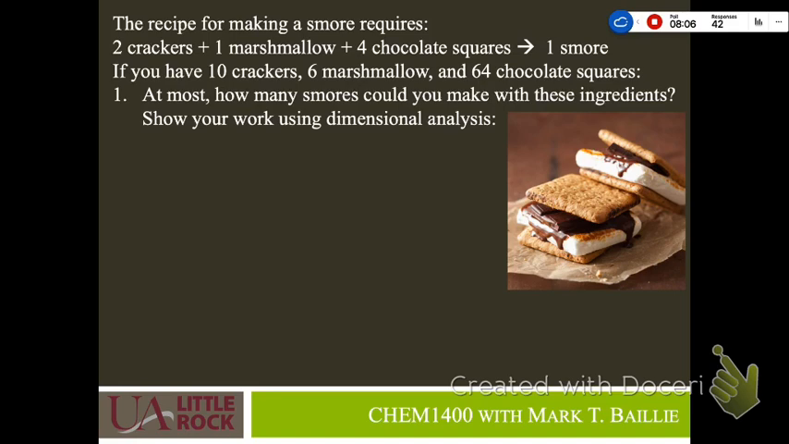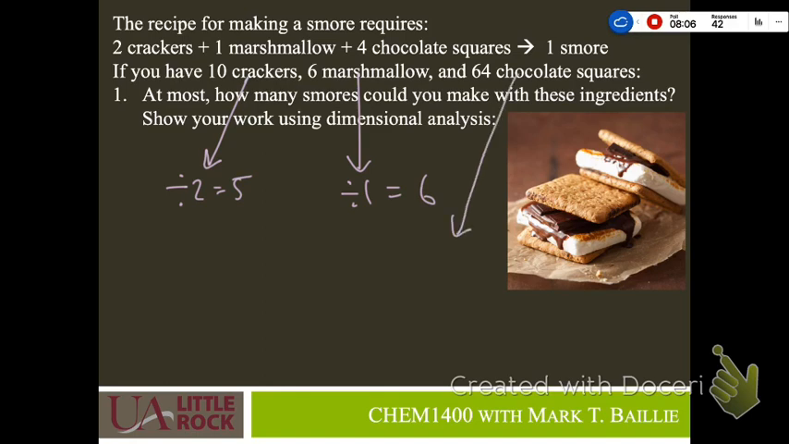Because there's 10 crackers, and you know it's 2 for s'more. Speak up a little bit so people in the back can hear you. It's 10 crackers and 2 for s'more, versus the 6 marshmallows and 1 for s'more, and you've got 64 chocolate squares and 4 for s'more. So you said divided by 2 equals 5, divided by 1 equals 6, and then what about the chocolate squares?